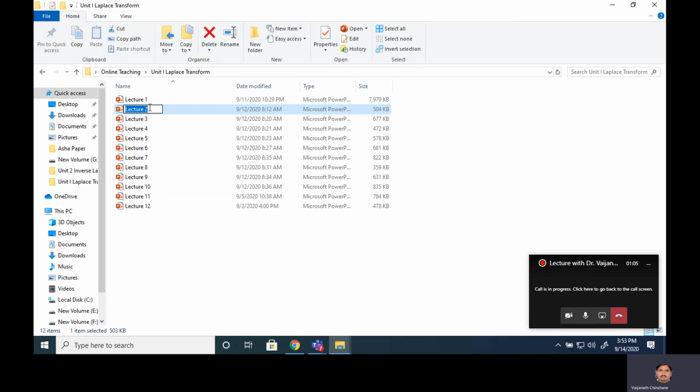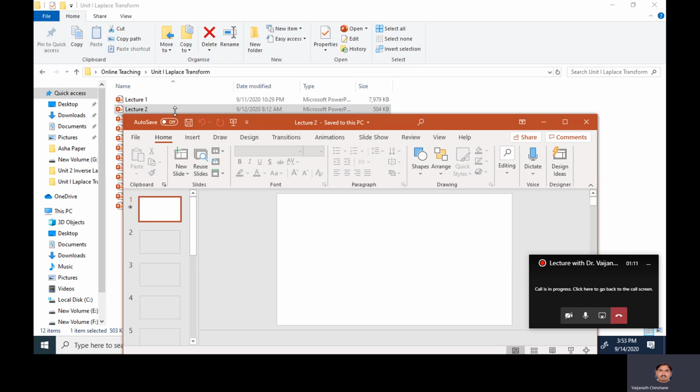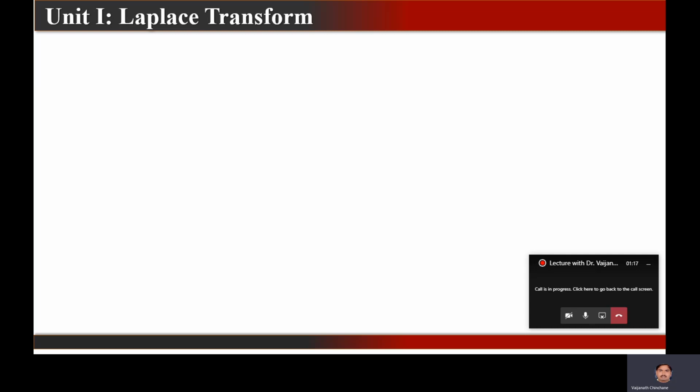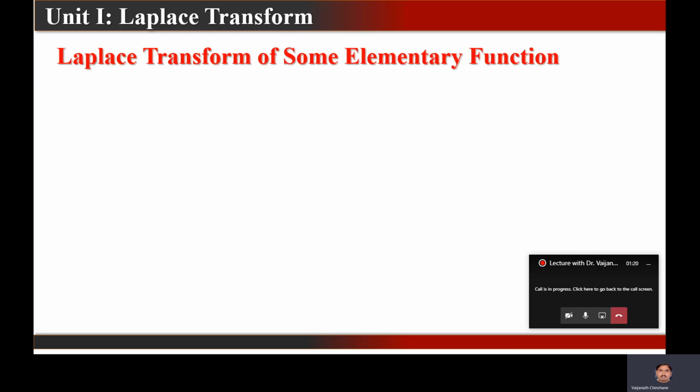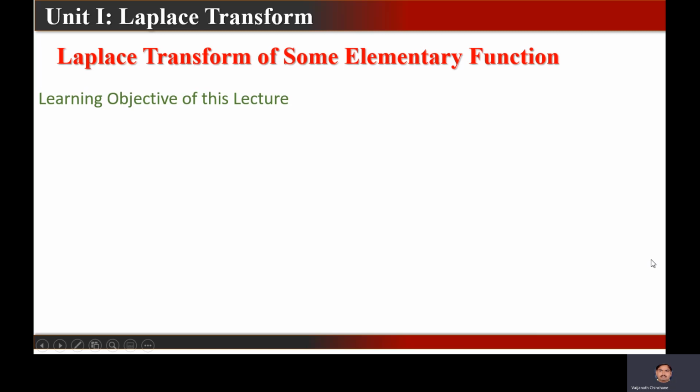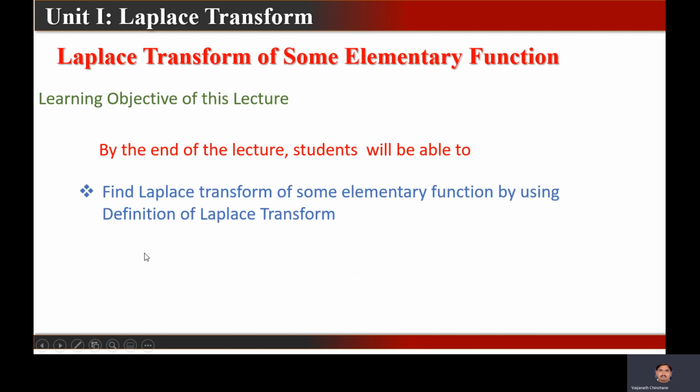Today we see our second lecture of Engineering Mathematics 3 on Laplace transform. Definitely you have seen this shared screen. Today we see the Laplace transform of some elementary functions. The learning objective of today's lecture is, by the end of this lecture, students should be able to find the Laplace transform of some elementary functions by using the definition of Laplace transform.